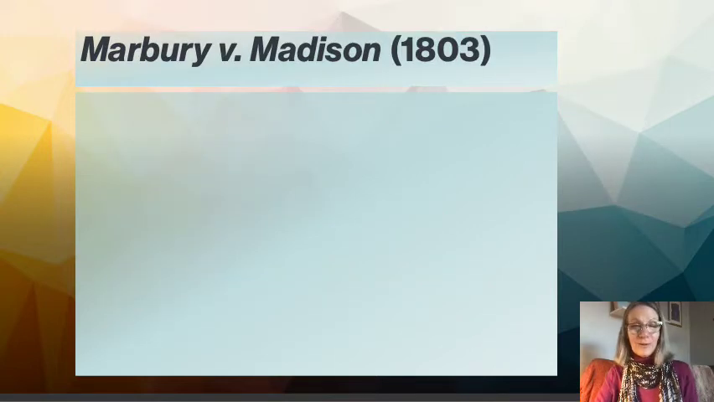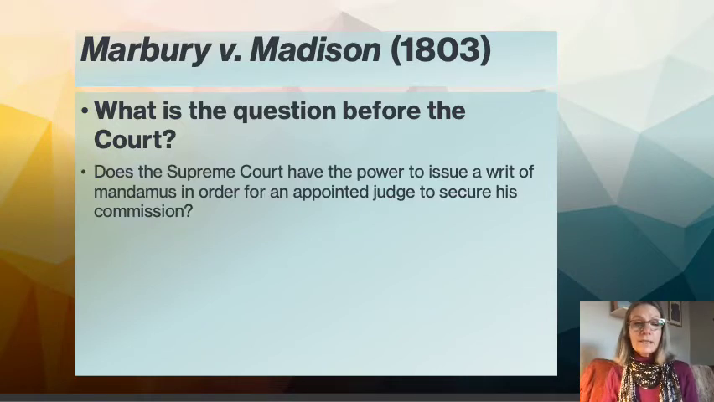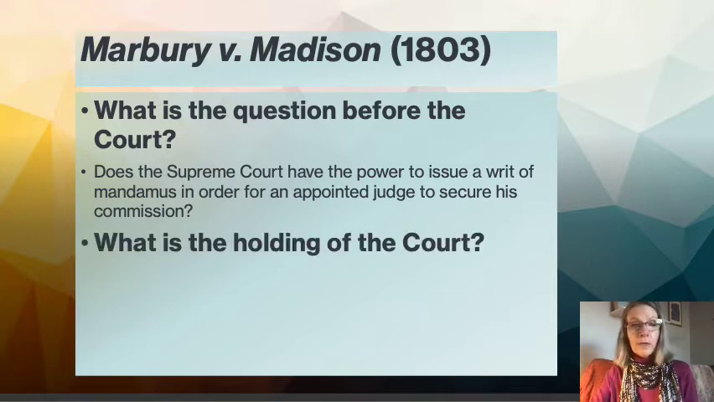Okay, so you get the historical context and the political context for Marbury versus Madison. You have a pretty good grasp on the facts of the case. So what is the question that's before the court in Marbury versus Madison? The question is does the Supreme Court have the constitutional power to issue a writ of mandamus in order for an appointed judge to secure his commission?